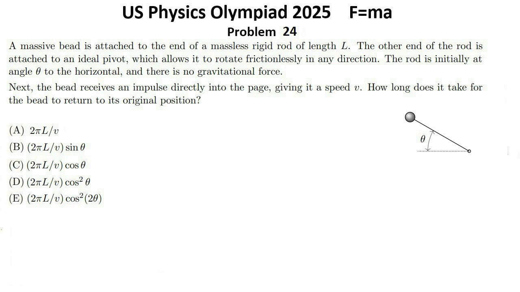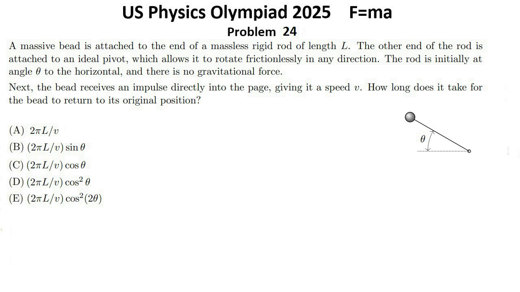Problem 24. A massive bead is attached to the end of a massless rigid rod of length L. The other end of the rod is attached to an ideal pivot, which allows it to rotate frictionlessly in any direction. The rod is initially at angle theta to the horizontal, and there is no gravitational force. Next, the bead receives an impulse directly into the page, giving it a speed v. How long does it take for the bead to return to its original position?